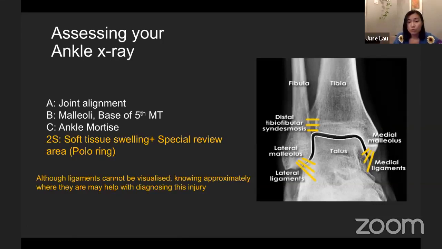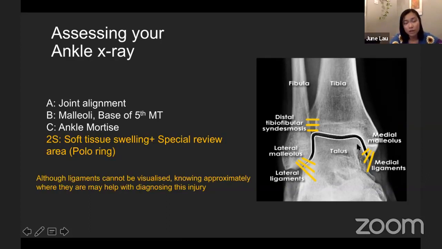Which means we can move on to soft tissue swelling and then special review areas. So these are some examples of the ligamentous complexes that are in your ankle. You've got one here, which is the syndesmosis that I've mentioned before. You've got a lateral complex and a medial complex.